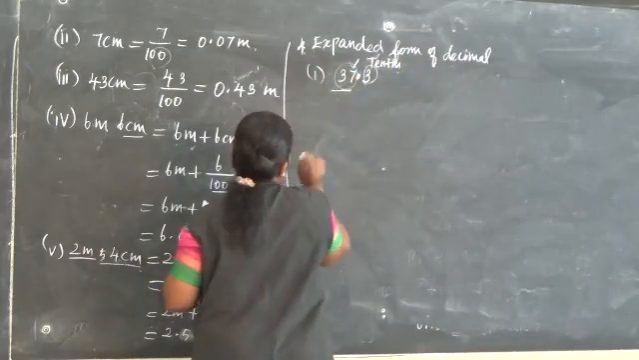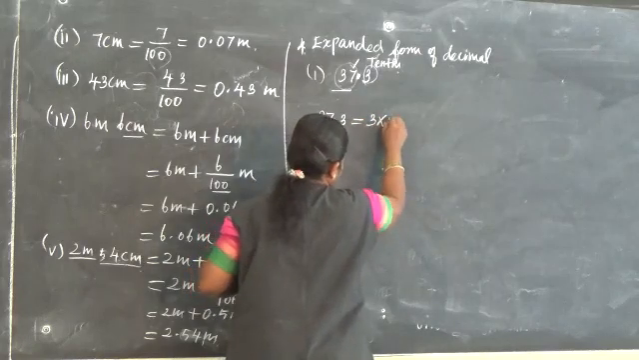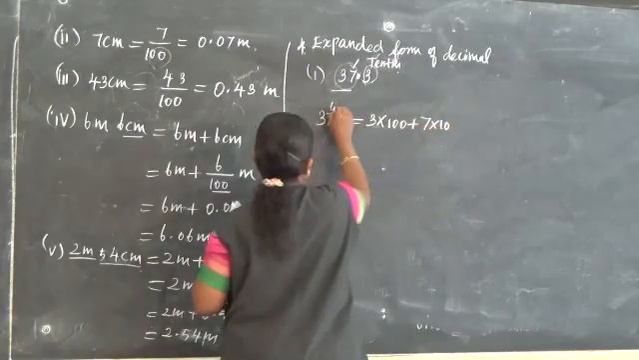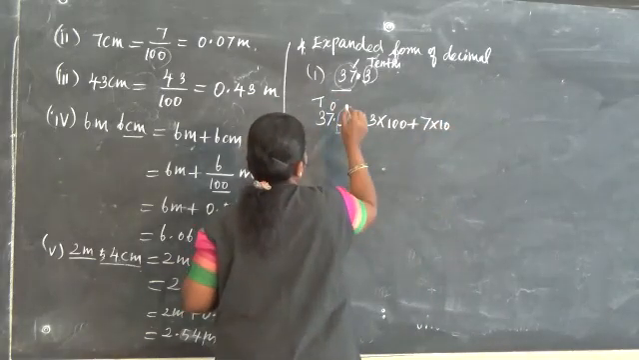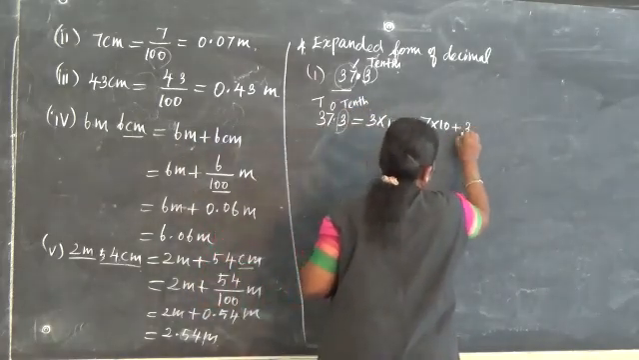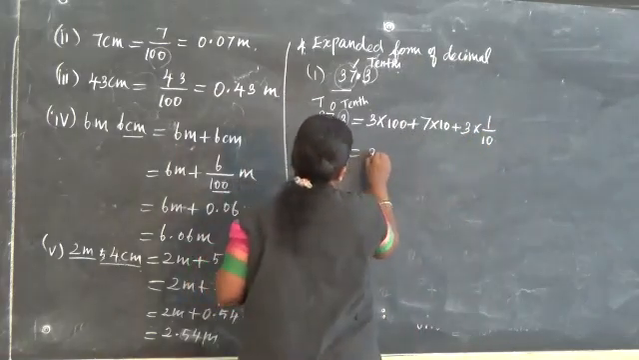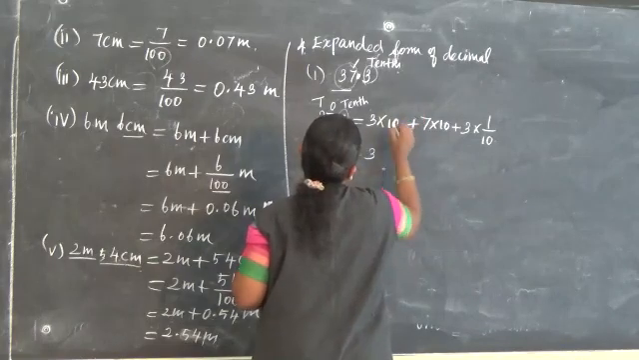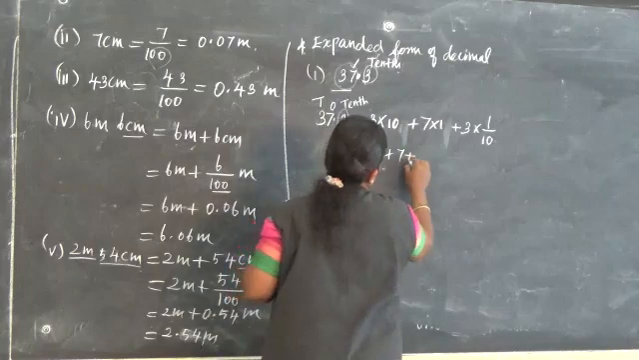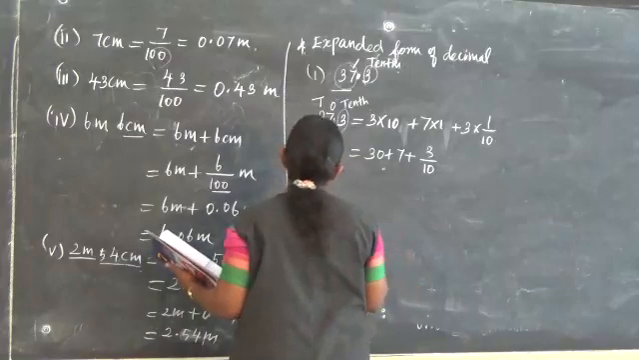So 37, you already know how to expand. So 37.3: 3 into 10 plus 7 into 1, because this is the tens place and this is the ones place. What about the 3 after the decimal? Tenths place. So 3 into 1 by 10. So it is 30 plus 7 plus 3 by 10.